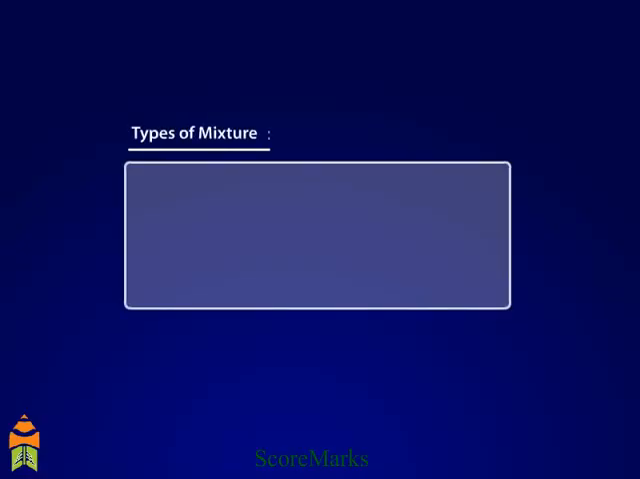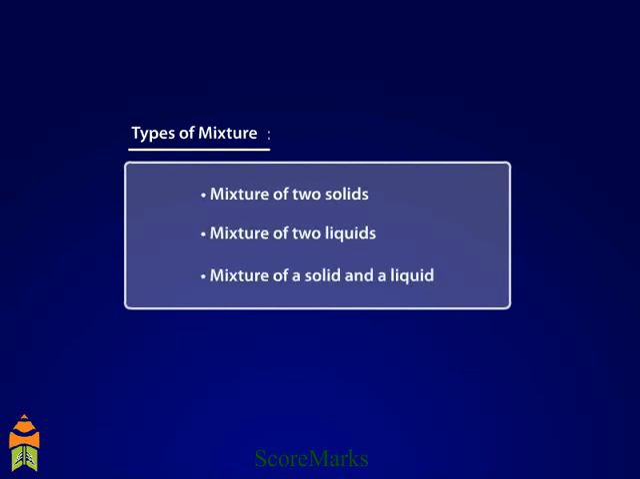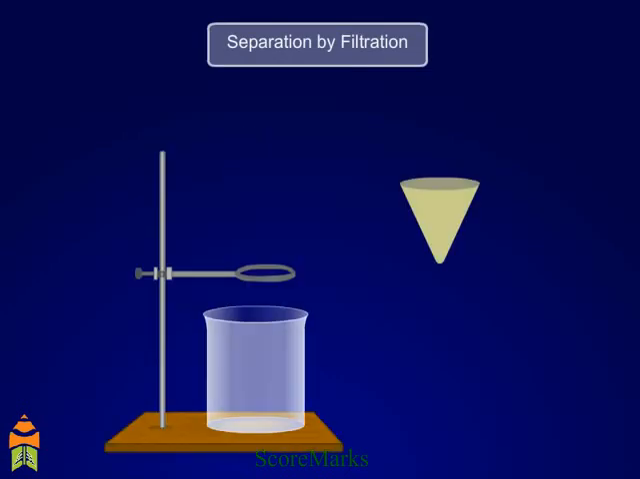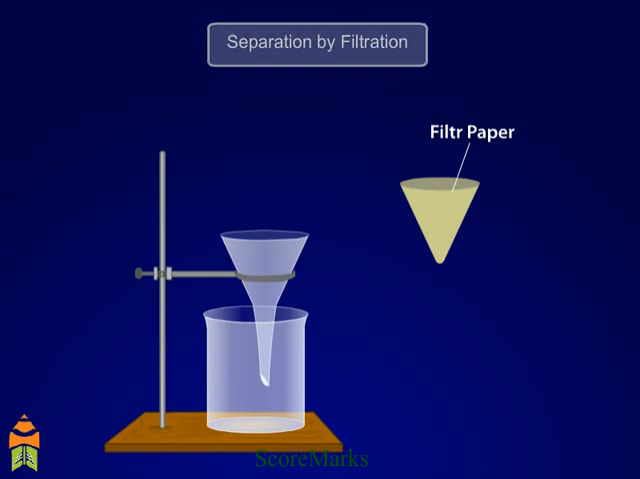There are mainly three types of mixtures to be separated: mixture of two solids, mixture of two liquids, and mixture of a solid and a liquid. In this section, we will learn about some physical methods used to separate the mixture of a solid and a liquid. Separation by filtration.